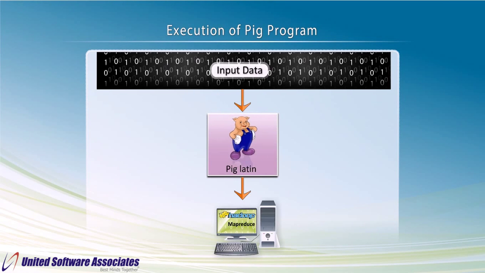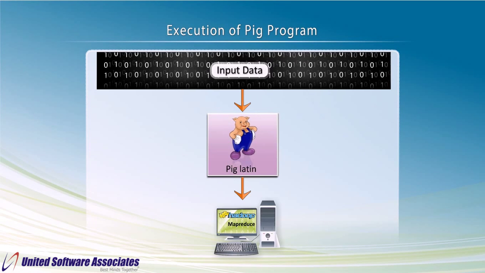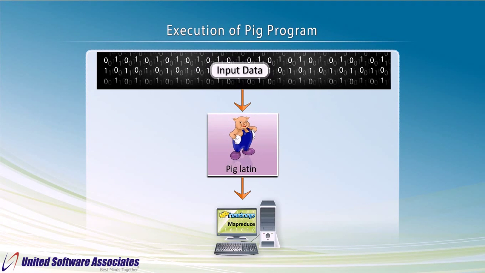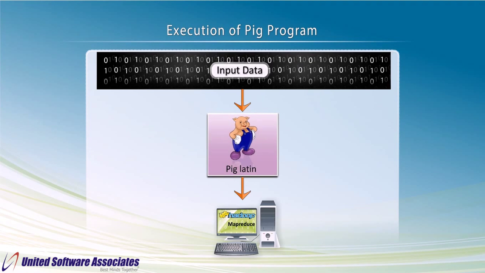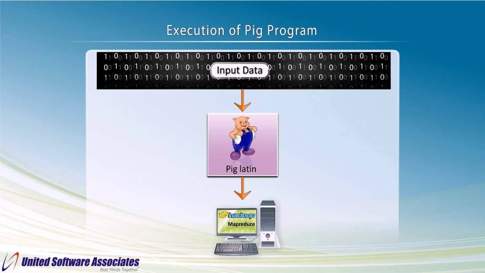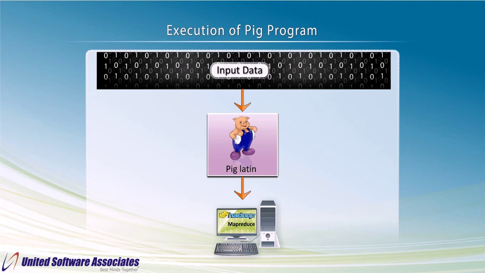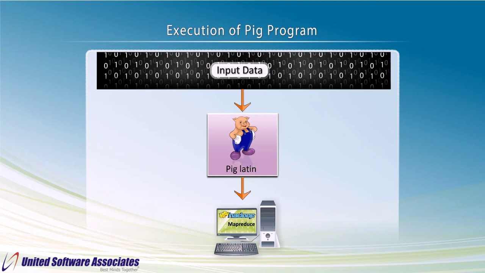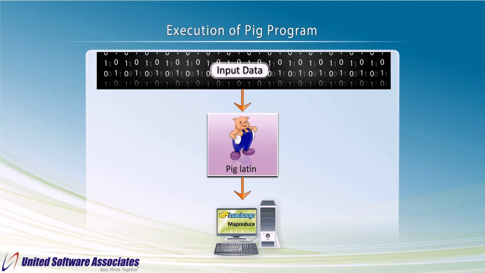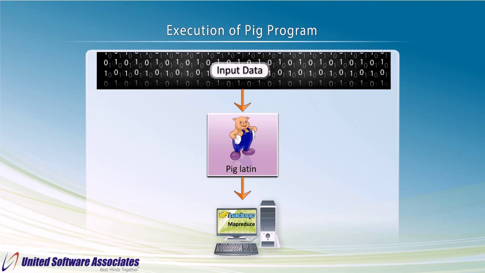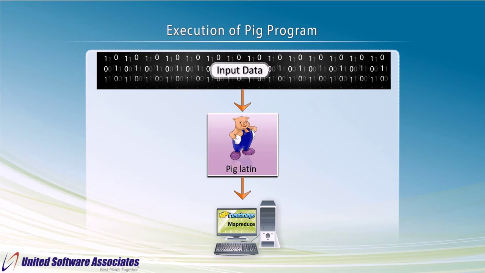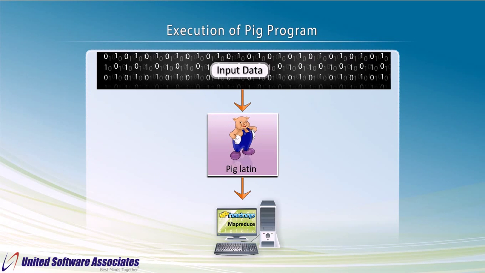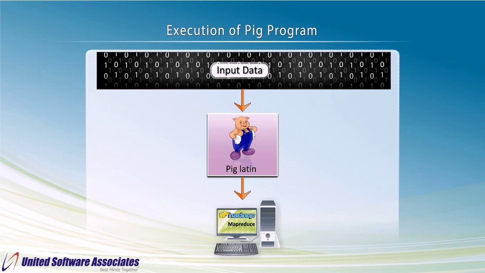Pig is made up of two pieces. First, the language used to express data flows, called Pig Latin. Pig Latin can be extended using user-defined functions which the user can write in Java, Python or JavaScript and then call directly from the language. Second, the execution environment to run Pig Latin programs. There are currently two environments: local execution in a single JVM and distributed execution on a Hadoop cluster.